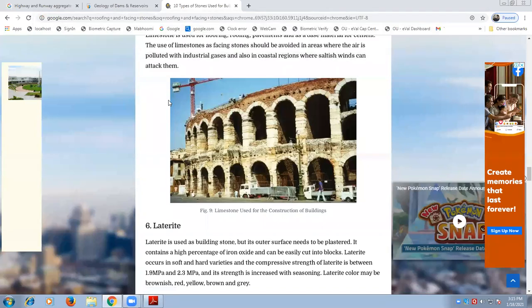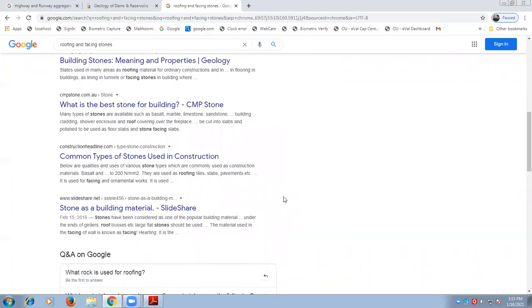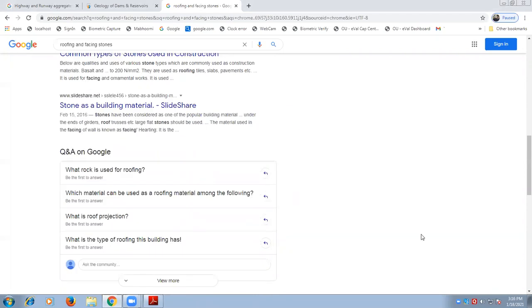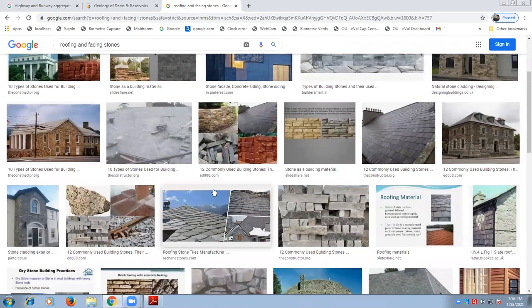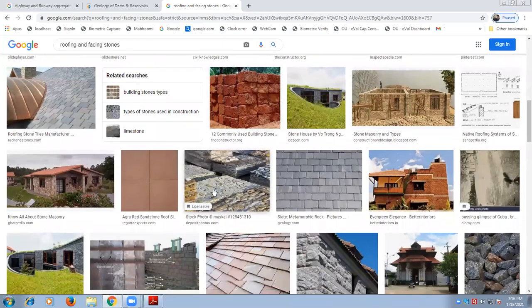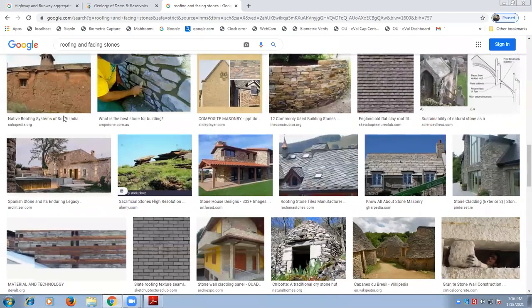Try to understand these two topics. They are smaller topics; you need not study in depth. If there is any question asked about roofing and facing stone, it would be only for short answers, or maximum for 5 marks. So let us try to see here. Mostly you are getting in the search the stones or rocks which are used for building. For roofing we can see some of the images here. The material that I'm following is mostly talking about slate, which is used for roofing purposes.